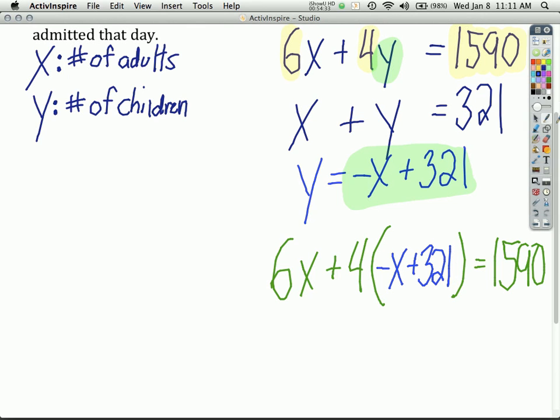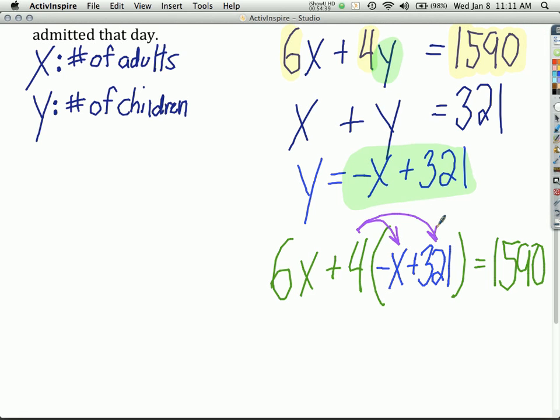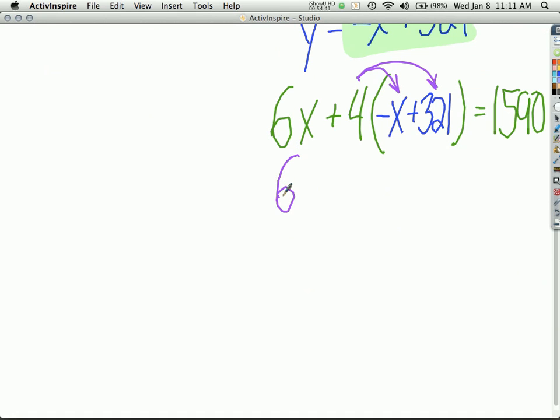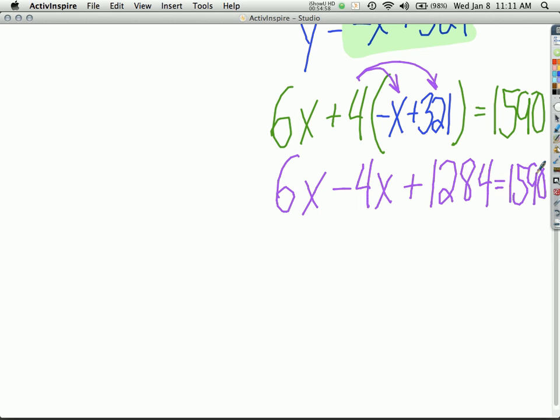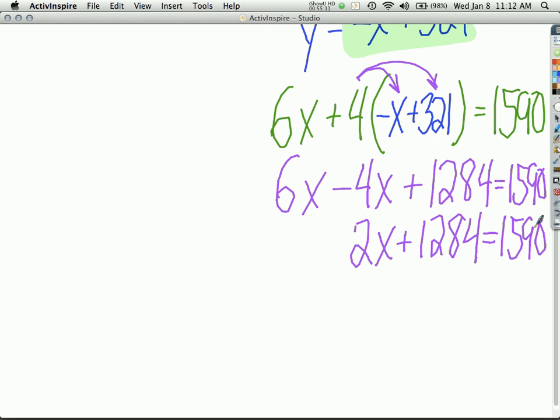Solve the equation. Distribute, distribute. 6x minus 4x plus, let's see, that's 1,284. 1,284 equals 1,590. Simplify and solve, we get 2x plus 1,284 equals 1,590. So what will x equal?